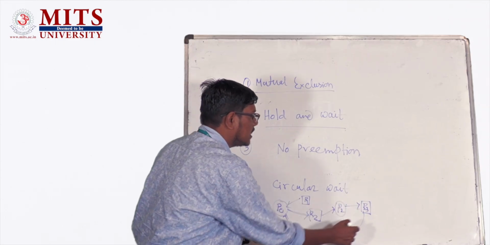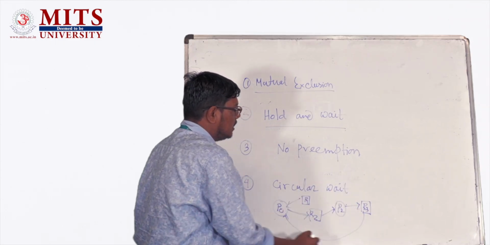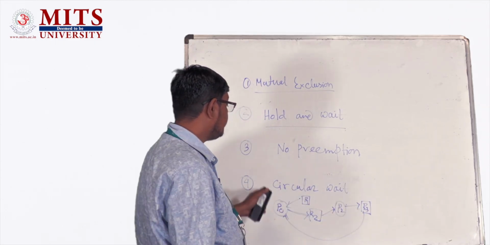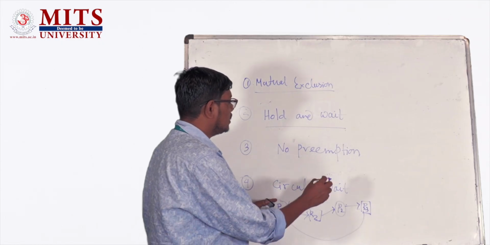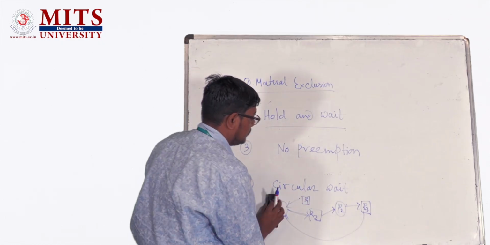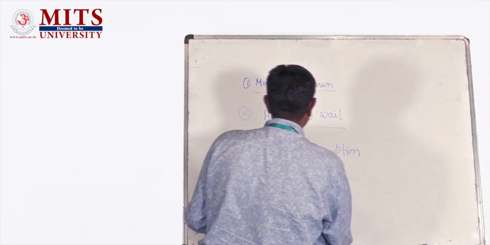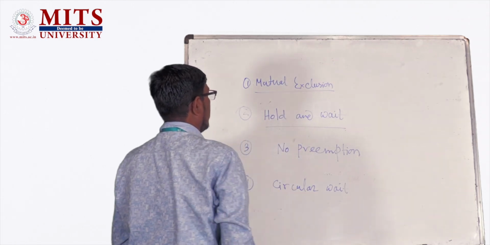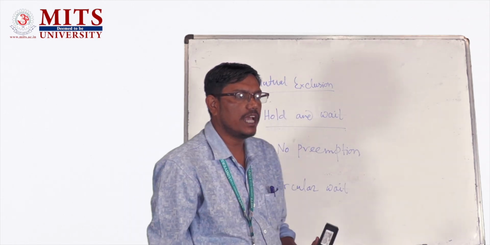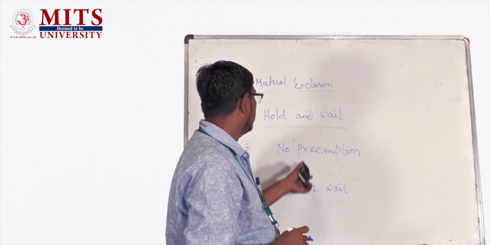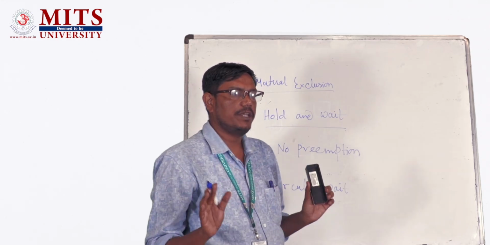So there is a circle, they made a circle. This type of waiting is called circular wait. So if these four conditions simultaneously happen, then I told that a deadlock happens in the system.